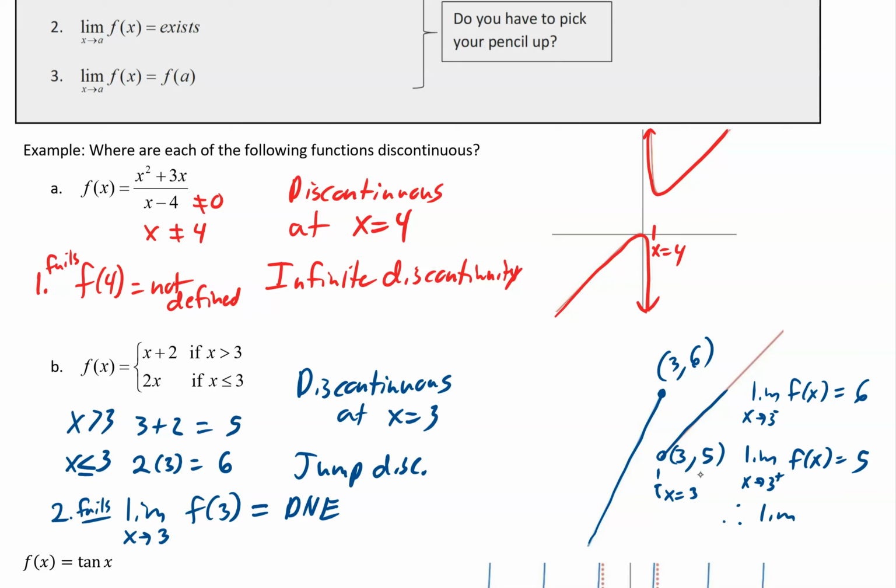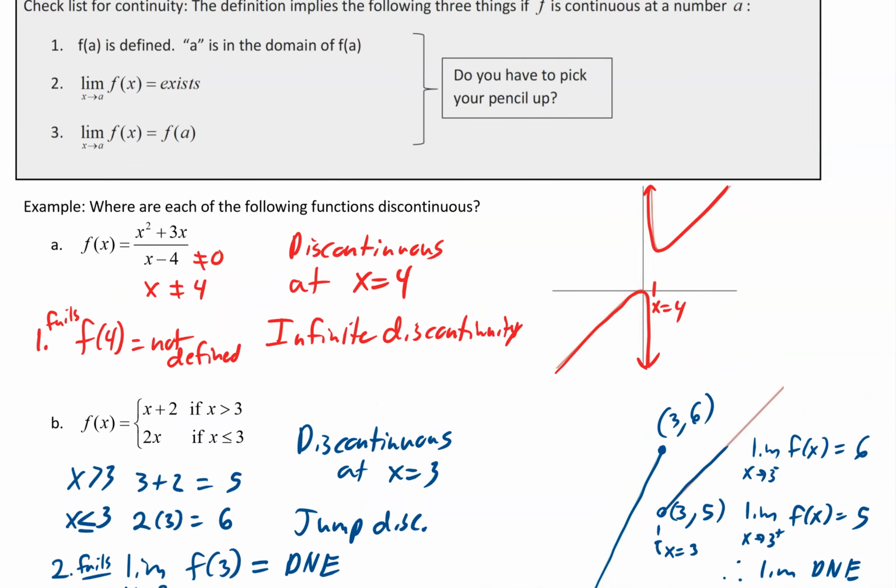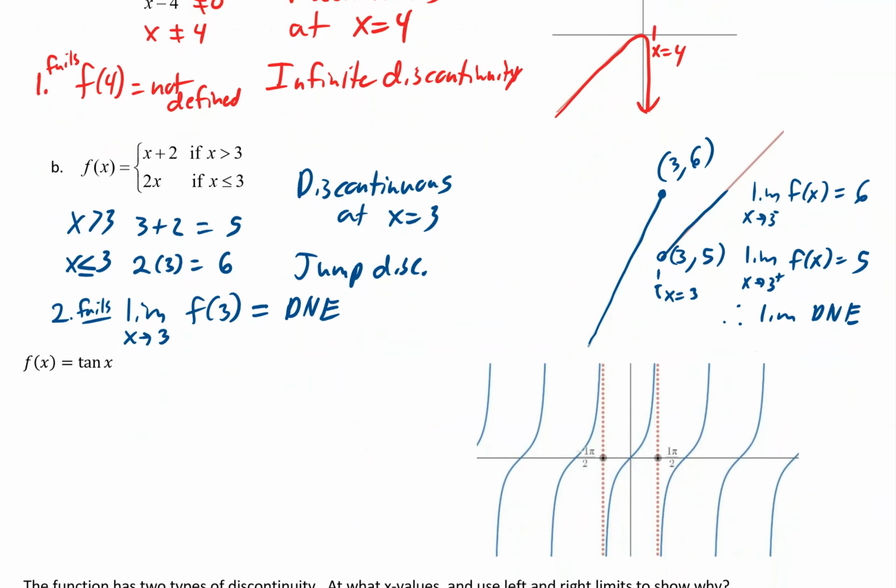Therefore, the limit does not exist because they are not the same value, which means it's this point of discontinuity. So that's how you could prove that that one is discontinuous. All right, on to tangents.